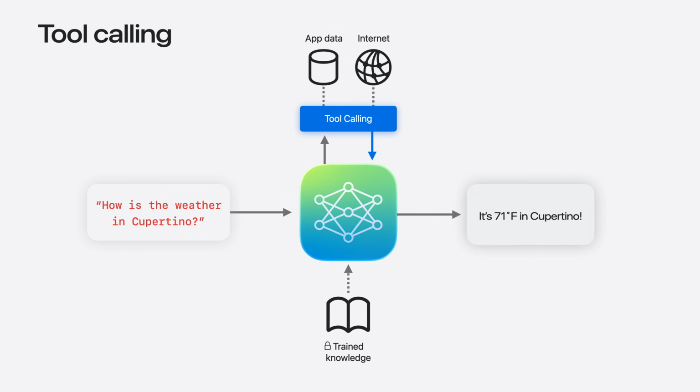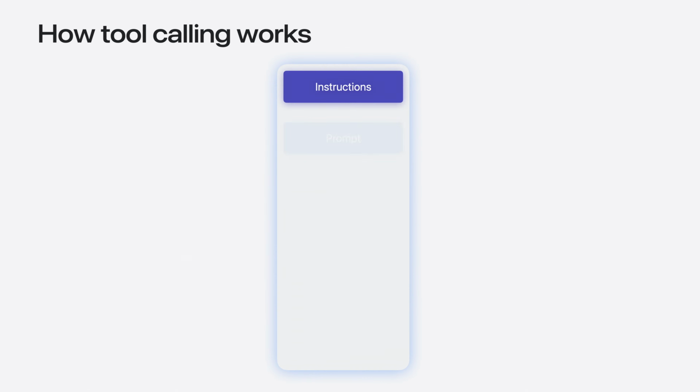So, for example, if you ask it about weather in Cupertino right now, there's no way for it to know what that information is. To handle cases where you need real-time or dynamic data, the framework supports tool calling. Here's how it works.